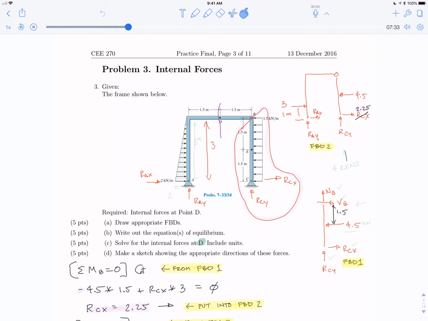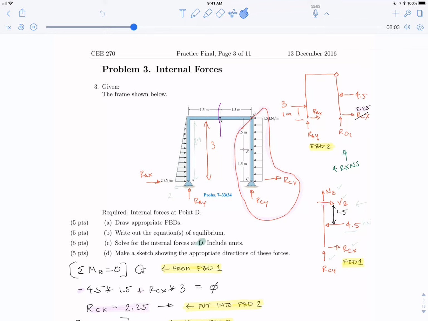there will be four reactions: RAX, RAY, RCX, and RCY. You can't solve that because you can only solve for three reactions, because you have three equations of equilibrium. What you always do in these cases, so it'll be statically determinate, is I will always put in an extra point that's like a pin, and that will give you another equation.